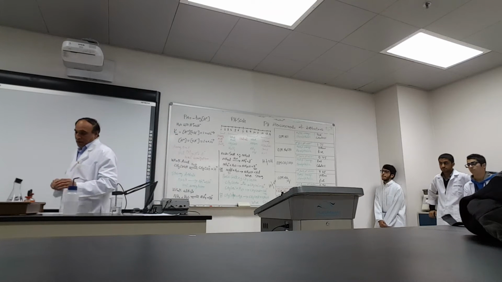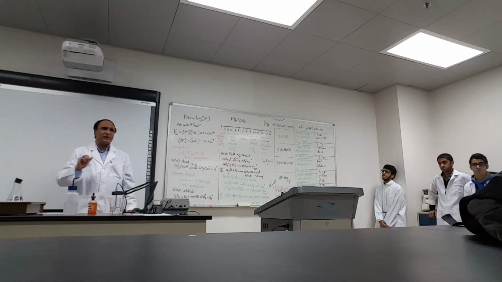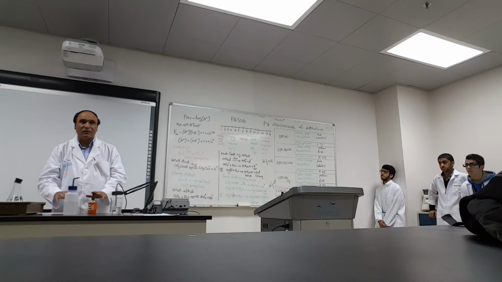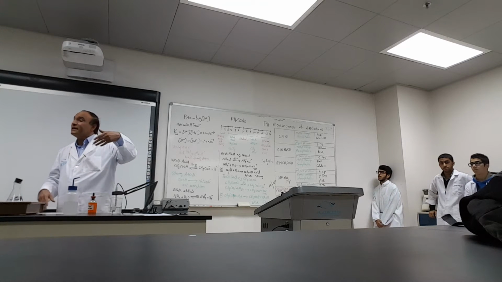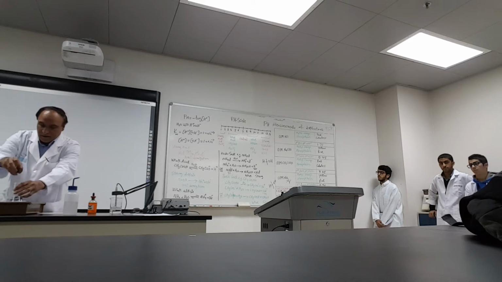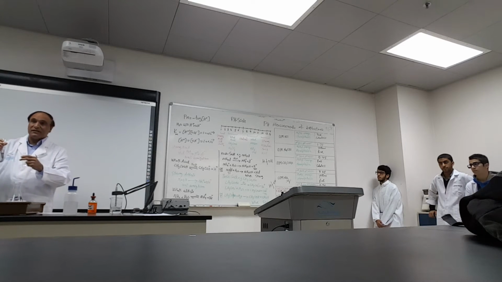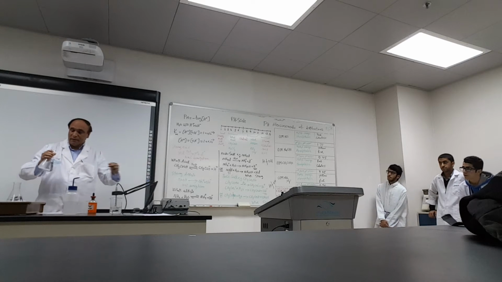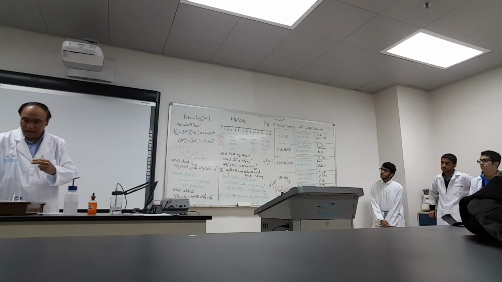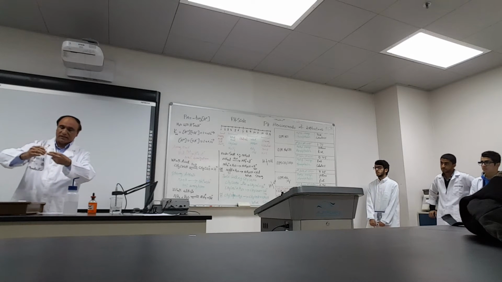Now, there are so many indicators, dozens of indicators. I have selected two indicators for the sake of simplicity: phenolphthalein and methyl orange. You will go to the other classes, you will study a lot of indicators. I take HCl. What is HCl? Hydrochloric acid. Is it strong? Yes, it is a strong one. So, I take hydrochloric acid and I take acetic acid. Acetic acid is a weak one. The other name is ethanoic acid.